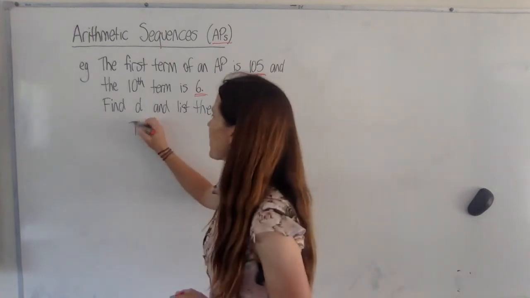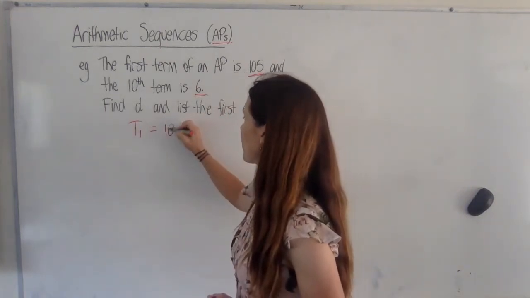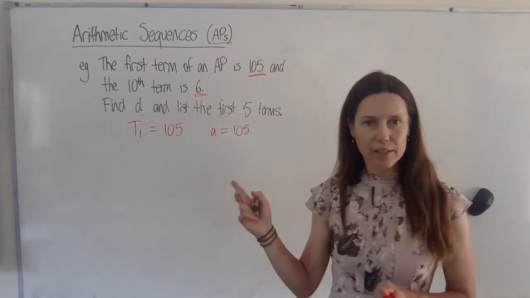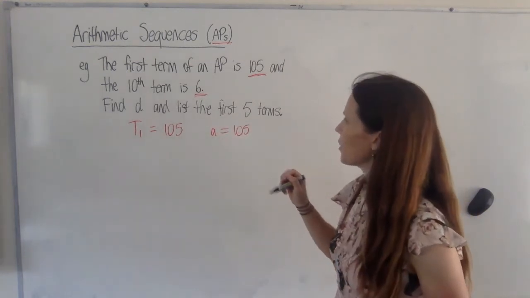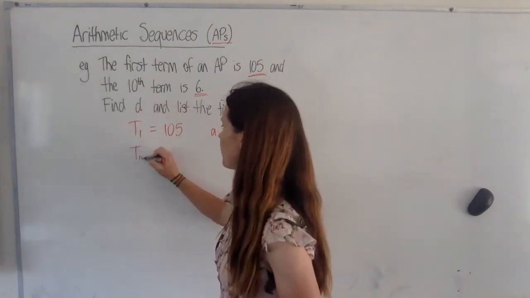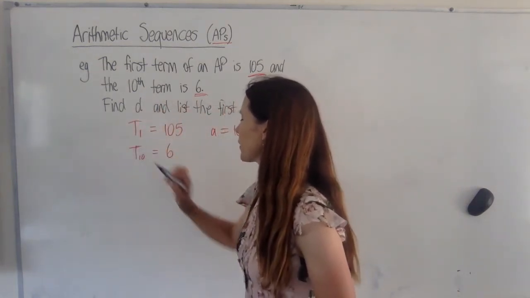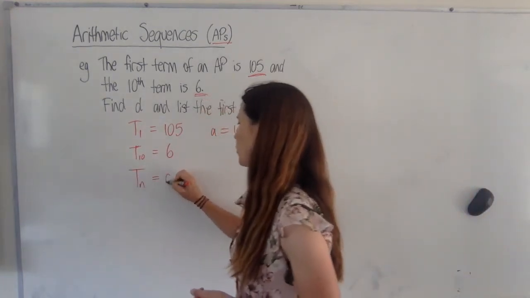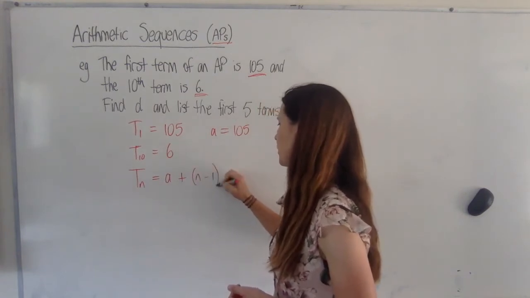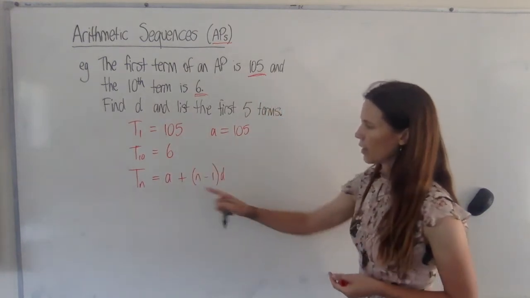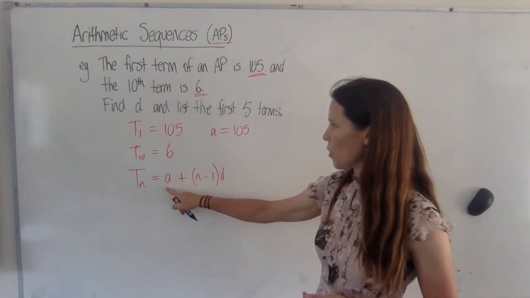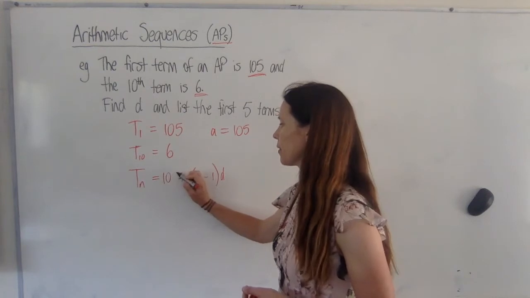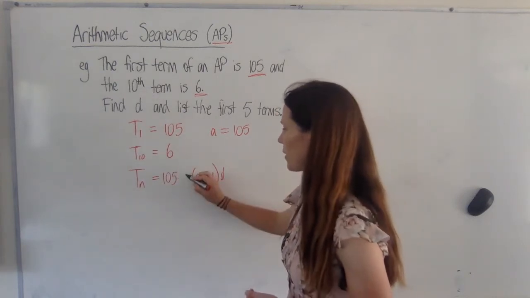So I'm going to start by saying T1 is equal to 105. I also know that that's A, isn't it, in my formula, because we've said that A is the first term. So there's 2 things there I can use. I also know that the 10th term is 6. So if I think of my formula for the nth term, which looks like this, then I can already use some things here. I can swap out that A and put 105 in instead. Let's just make that a bit tidier.